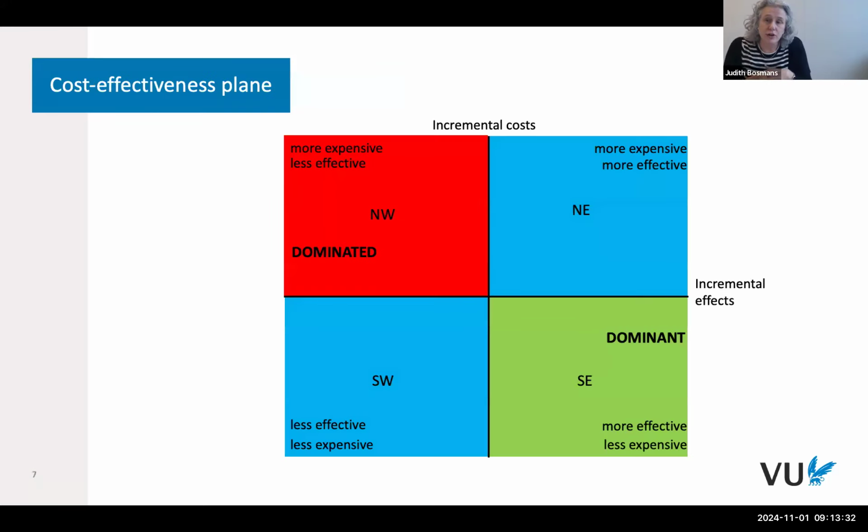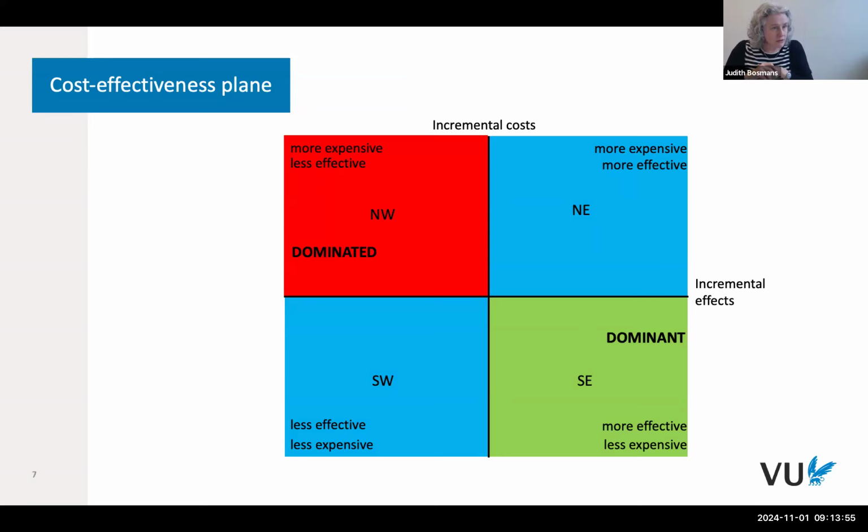So we often use the cost effectiveness plane to show these ICERs. In this plane, you can see that on the x-axis, we show the difference in effects, so the difference in health effects. And on the y-axis, we show the incremental costs, so the difference in costs between the two treatments. And then we end up with 4 quadrants.